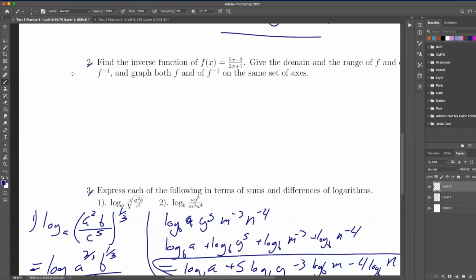All right, so remember our rules for inverses. I don't even remember what section inverse was. Oh, give me a second. Let me find what section inverse was.